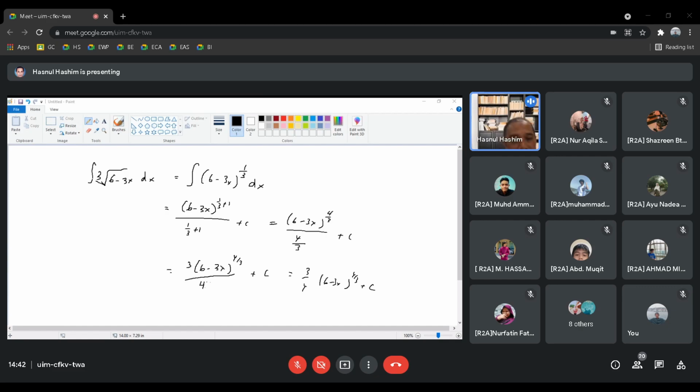Kita lihat formula dia. Formula dia adalah kalau kita (ax tambah b) kuasa n, ini sama dengan (ax tambah b) kuasa n tambah 1 over n tambah 1, dalamnya A, plus c. So kalau kita lihat di sini, yang ni adalah kita darabkan dengan A.